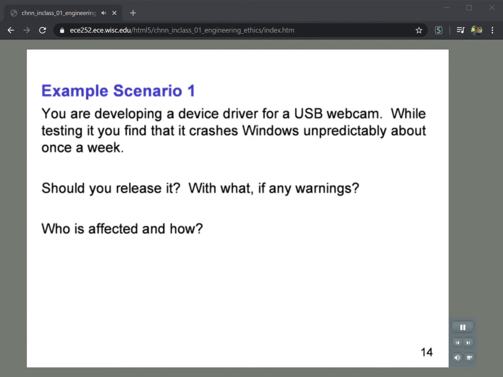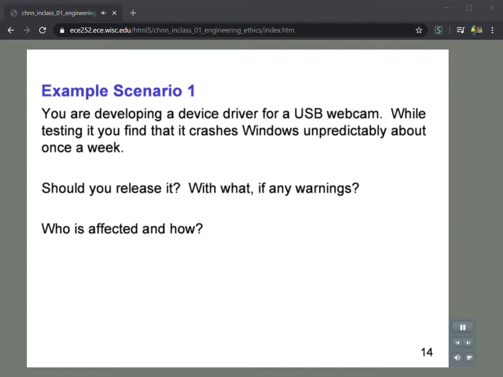Let's go through a couple of example scenarios just to help make all of this mumbo-jumbo a little bit more concrete and clear. So this is a pretty straightforward one that's pretty relevant to the topical material we've been covering in this course. So let's say you're working for a company that's developed a new USB device that plugs into people's computers. It's a webcam in this case, and you're responsible for writing a device driver, a piece of the operating system that actually interfaces at a low level to that I/O device.